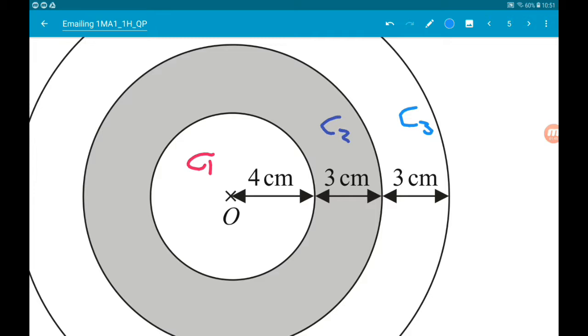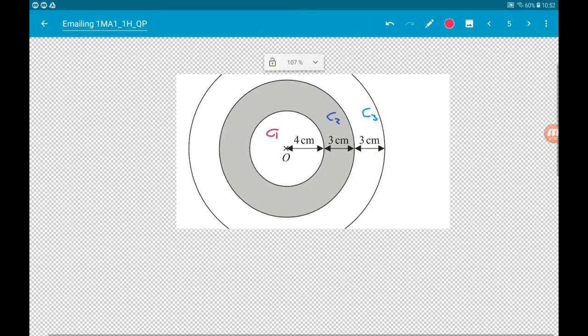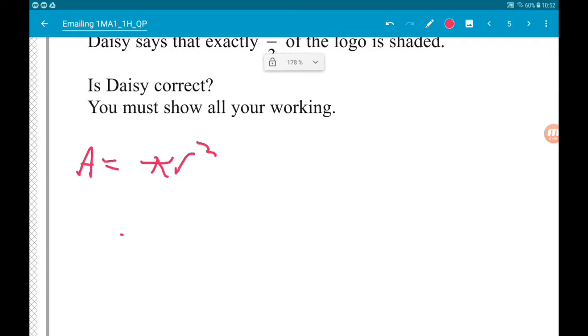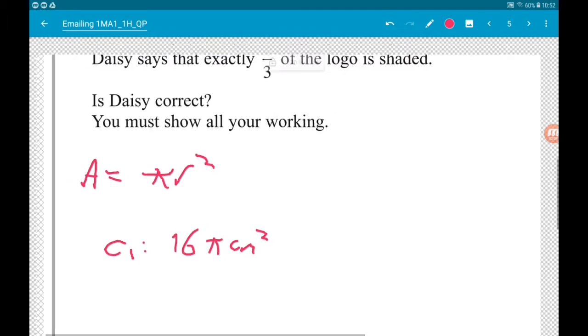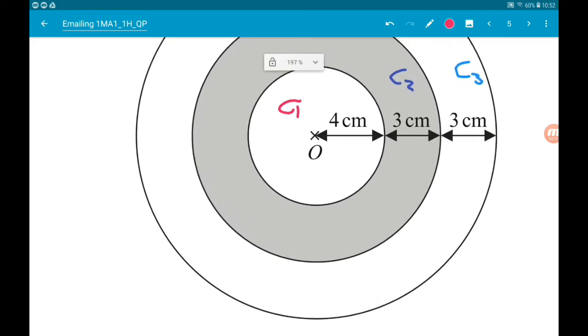Okay, so C1 has a radius of 4, so the area of C1 is pi times 4 squared, which is 16 pi. Okay, then C2 has a radius of 7.